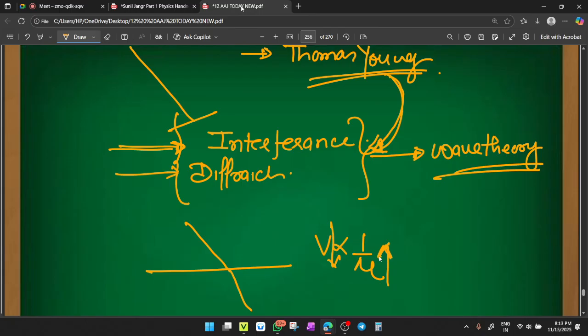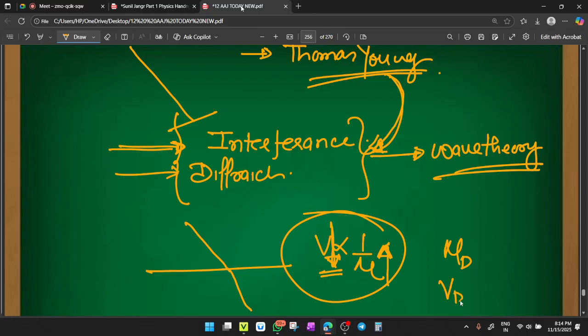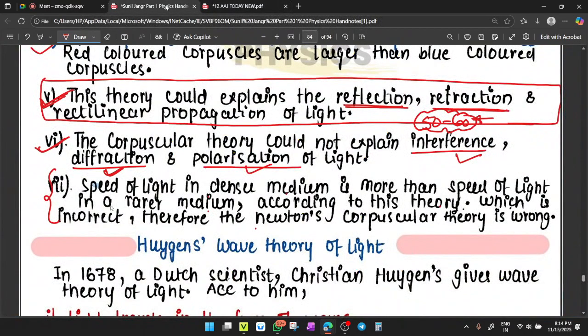As the refractive index of the medium increases, the speed of the light decreases. Clear? But Newton suggested just the opposite. He said that in a denser medium, the speed of light will be greater than the speed of light in a rarer medium. Clear or not clear? So this is just opposite to the truth. According to this theory, which is incorrect, the Newton corpuscular theory is wrong.